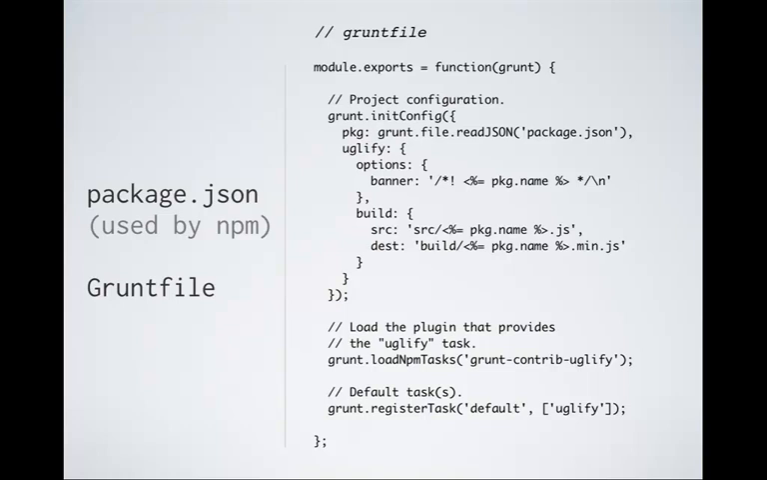And so this one is some boilerplate code that came off of their website, and it's defining a couple of tasks. This is defining an uglify task that takes a JavaScript file and uglifies it into a .min.js file from the source directory into the build directory, and by the way, puts a banner with the name of the project up at the top.